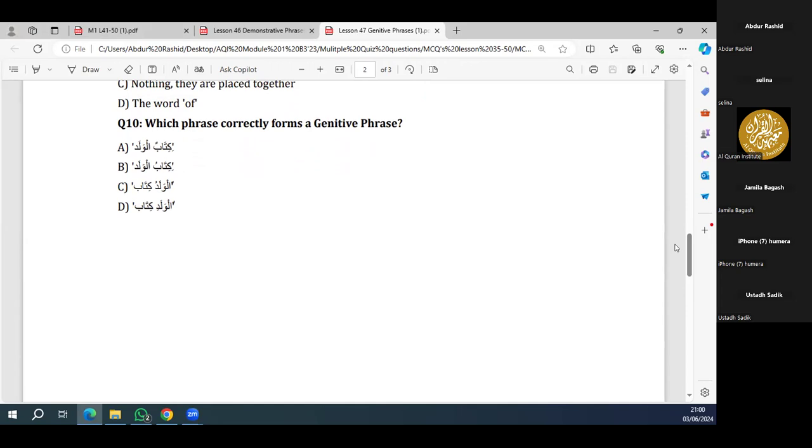Okay, question 10. Thank you. Which phrase correctly forms a genitive phrase? Is it A, Kitabun al-walad? B, Kitabul walad? C, al-waladu kitab? Or D, al-waladi kitab? Very good test.